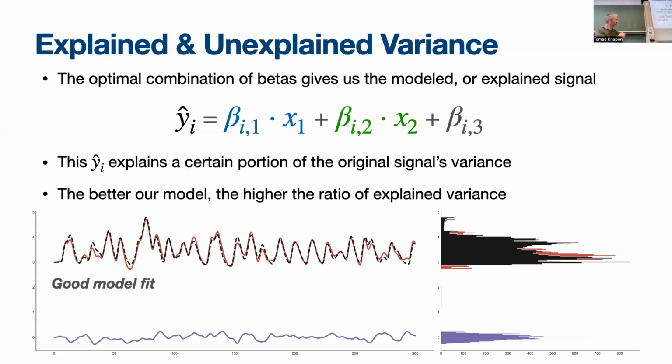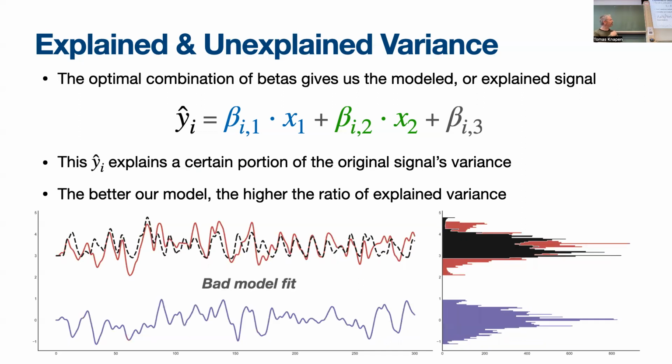This is just to show you what a very good model fit would look like. Now let me replace that with a bad model fit, in which case you have periods inside your data that you are not explaining with this best fitting model. This means there is more variance that you are not explaining. Your unexplained variance goes up, and you see that this distribution becomes wider, and we don't want that.